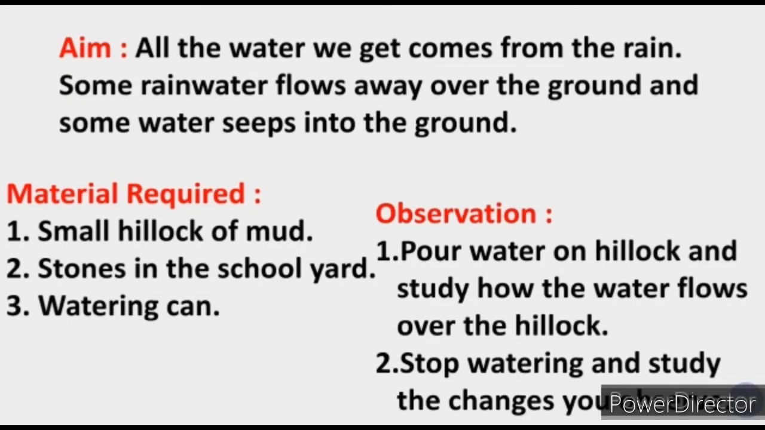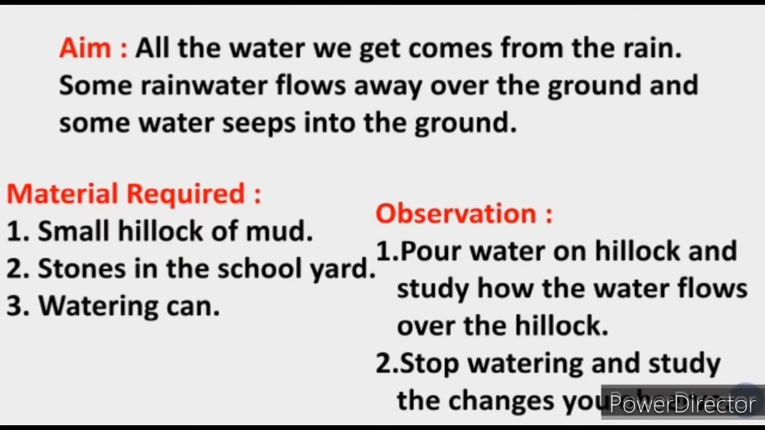Now first one, the aim. Aim means what is the purpose for why we are doing this experiment. What we have to prove from this experiment? We have to prove that all the water we get comes from the rain. Which is the main source of water? We have studied, yes, rain.